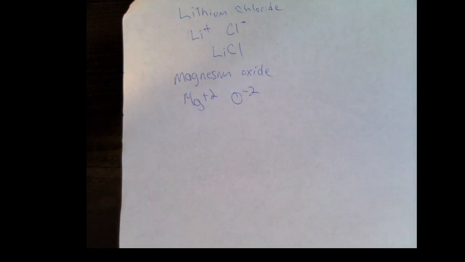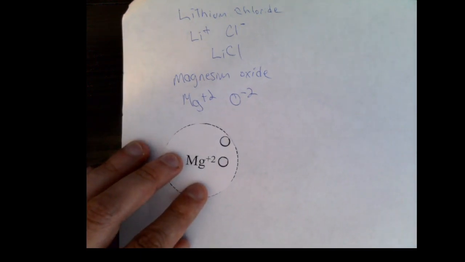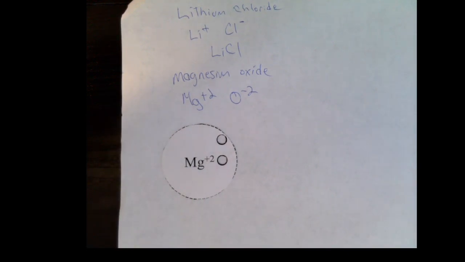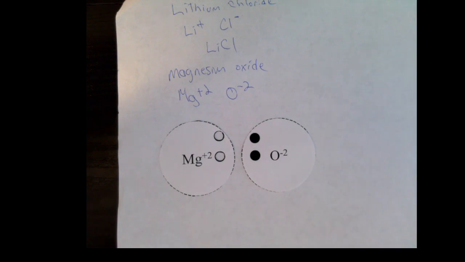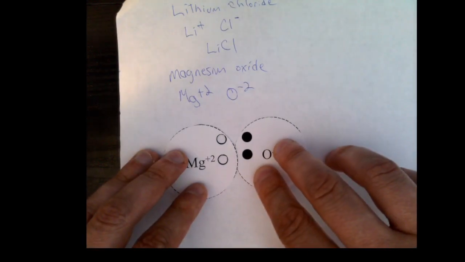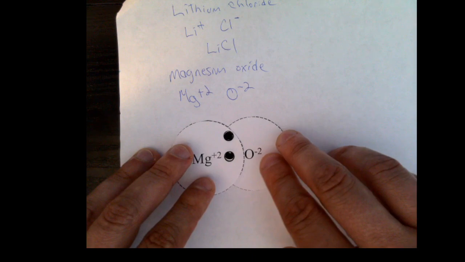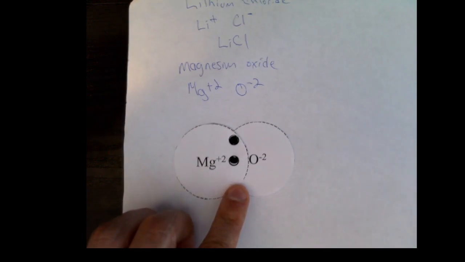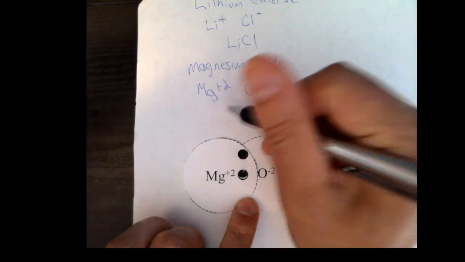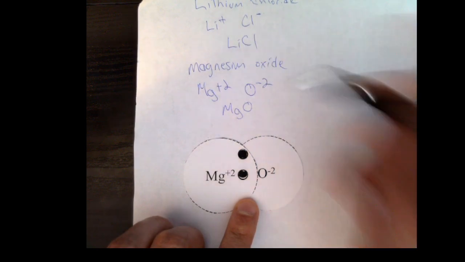So what we have here then instead is 2 holes for magnesium and 2 dots for oxygen. Again, just like with the lithium chloride, put the holes over each dot, and there you go, they match up. Here the student can see, okay, I only need 1 magnesium for each oxygen, so the formula is MgO.